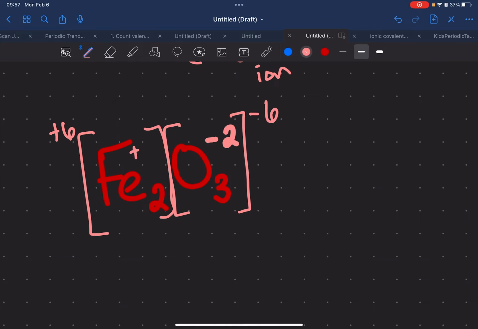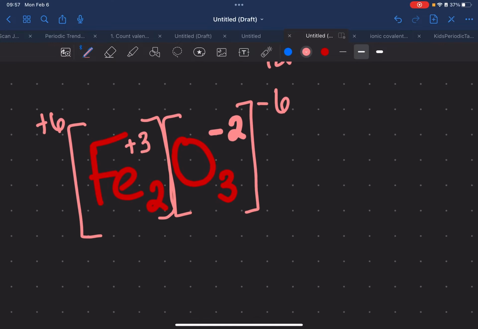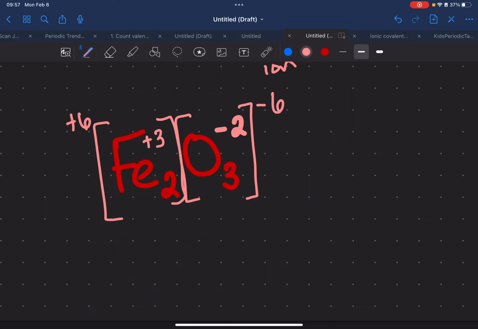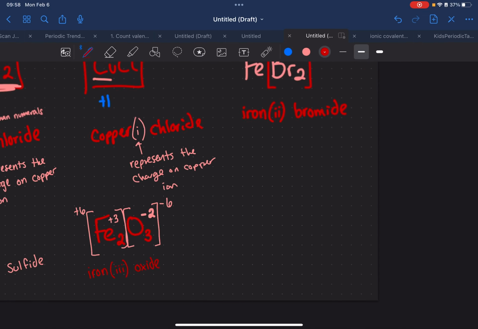That's right, it should have a +3 charge. Because then my 2 +3s add up to a +6. That cancels with my -6 from the 3 oxides. So then the name for this one is what? That's right, it should be iron 3 oxide. Iron 3 oxide. That's how we name that one.